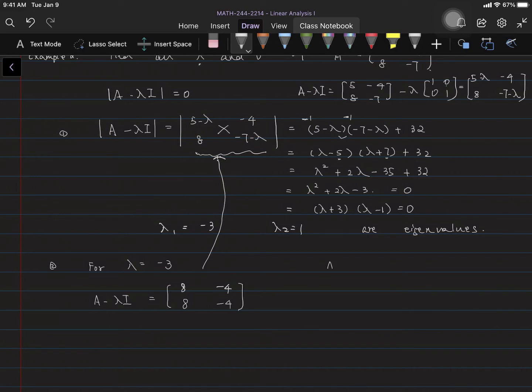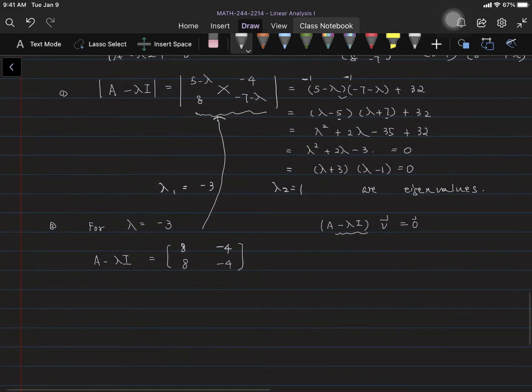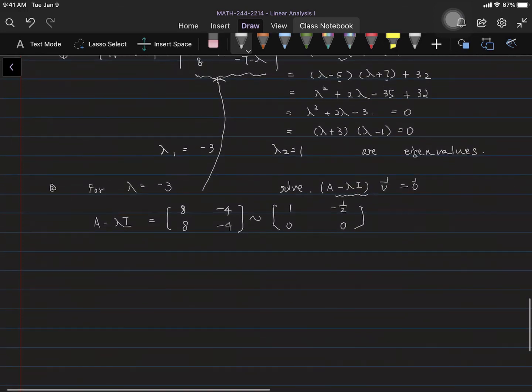Simplify. What we are going to do is solve this linear system. This is like our matrix here, A minus lambda I. So we want to solve this thing. We reduce this into row echelon. Because the second row is totally the same as the first row, we can make the second row 0, 0. And for the first row, we have to divide by 8 because we need to have a leading 1. So -1/2. Right?